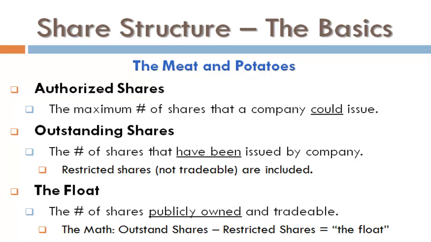And the outstanding shares, some of them can be restricted shares, which are not tradable, and those are included in the outstanding. So the company issues shares, not all of them are going to be available to trade, so there's going to be some that the public can get their hands on, others are going to be for management, all that sort of stuff. Now the float, and this is the key one, the float is just the number of shares publicly owned and tradable. So what's the math on that? We take the number of outstanding shares and we subtract the restricted shares, and that gives us the quote unquote float. That's just the trader lingo for it.